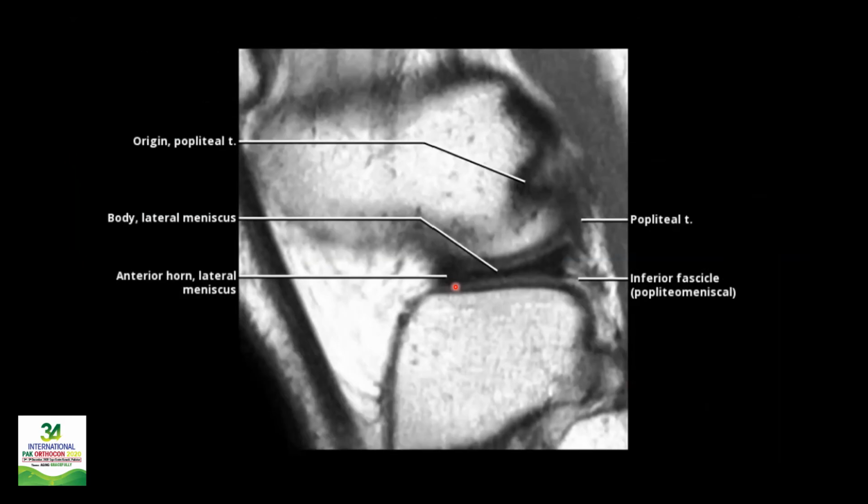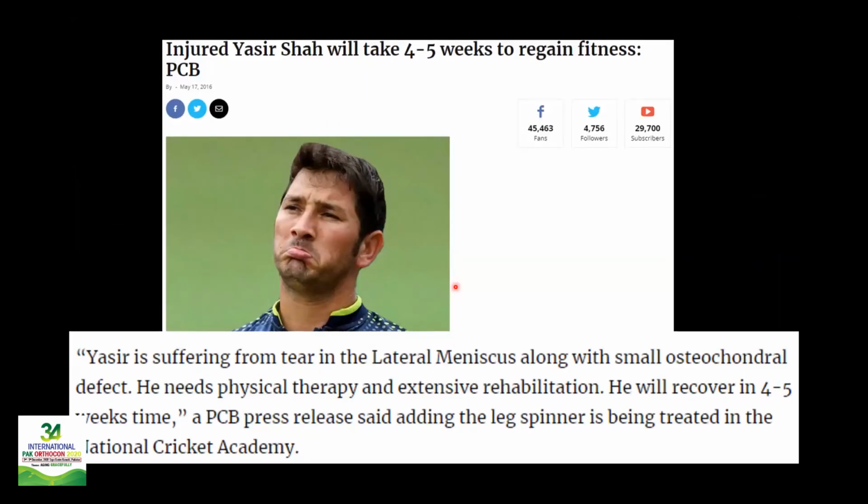So I will skip these anatomy images, and this is Yasir Shah, and he had a tear of the lateral meniscus, and again was dropped from the team for like 4 or 5 weeks.